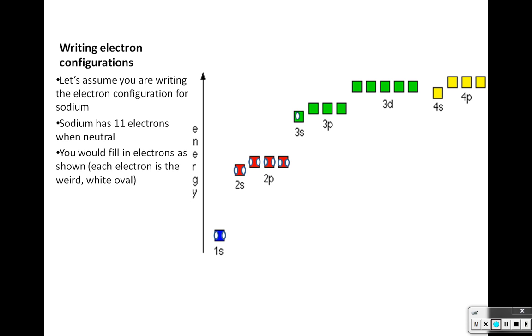Now, when we talk about those valence electrons, let's say we had an element that filled up to the 3d. So we fill the 4s and then the 3d. Our valence electrons are the ones in the highest principal energy level. So even though there would be electrons in the 3d, those 4s electrons would still be your valence electrons.